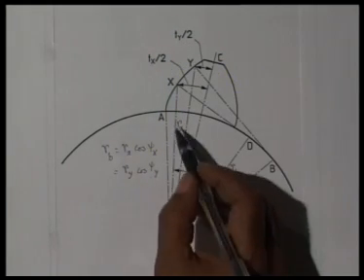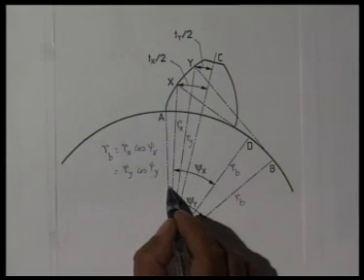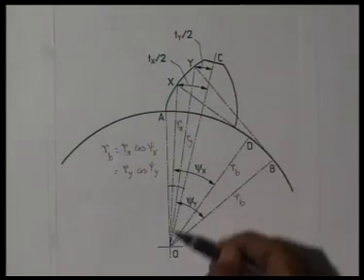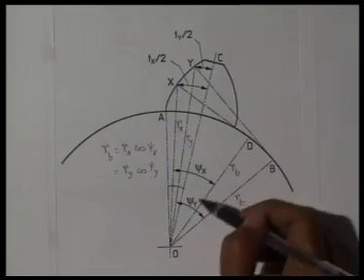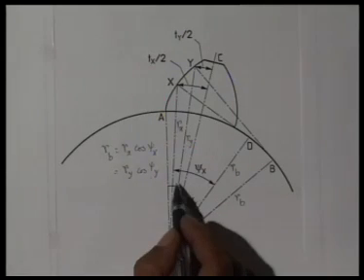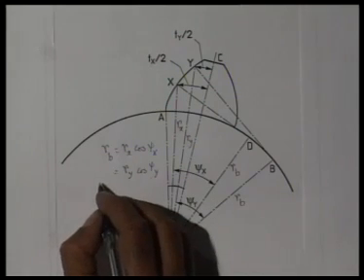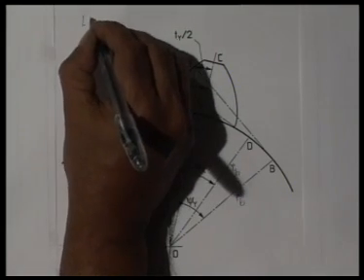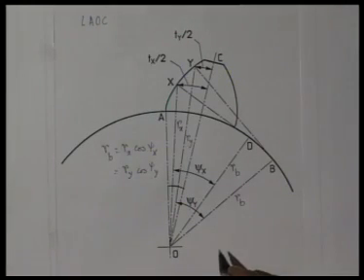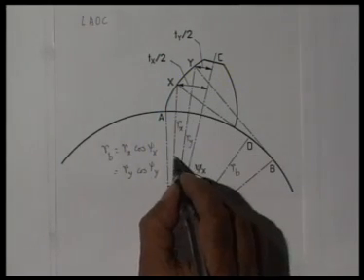For that, let me consider this angle AOC. OC is the mid line or the symmetric line of this gear tooth, and the angle that OC makes with OA I call this angle. So, angle AOC I can write as Tx by 2 divided by Rx, that I am getting this angle.